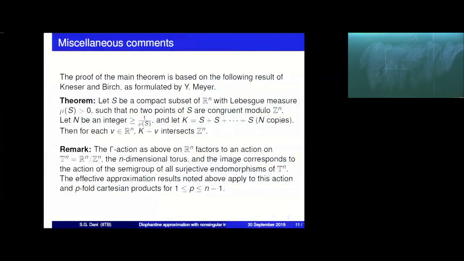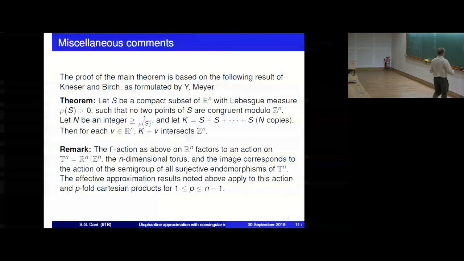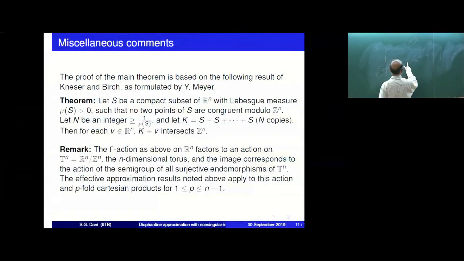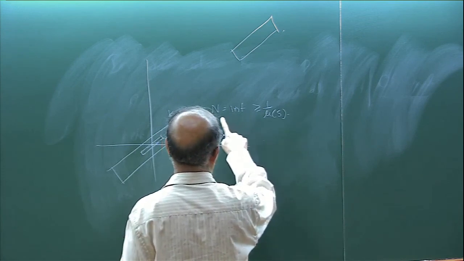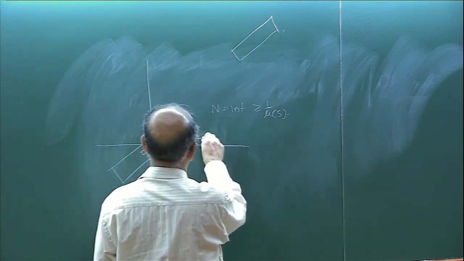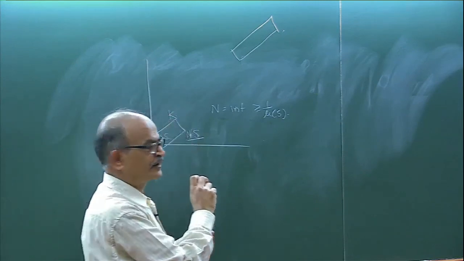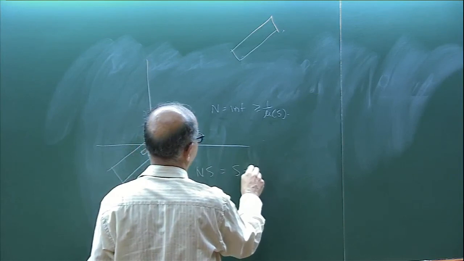No, n is any integer bigger than or equal to this, and then this set is n times S. Because of convexity, n times S is the same as S plus S.